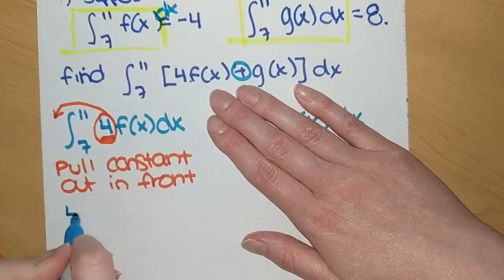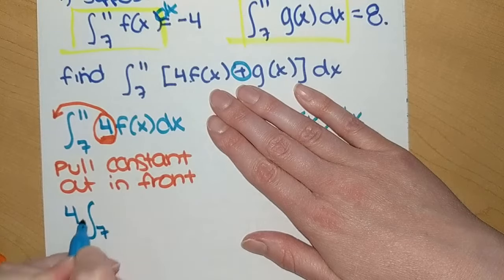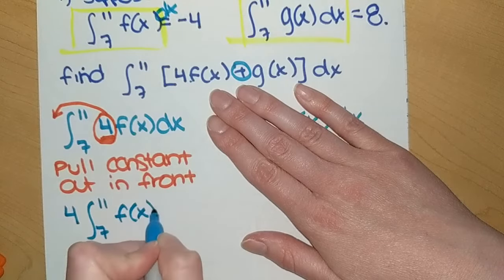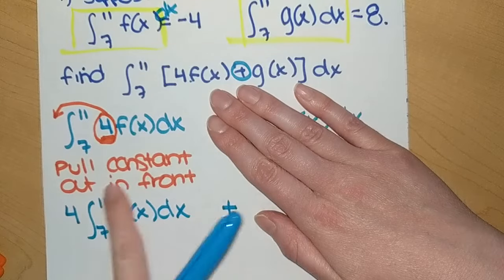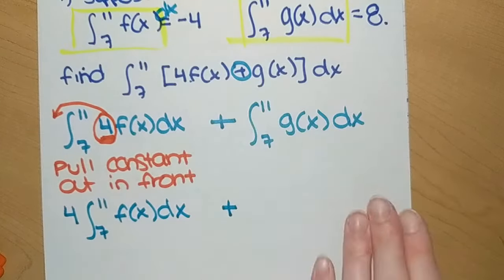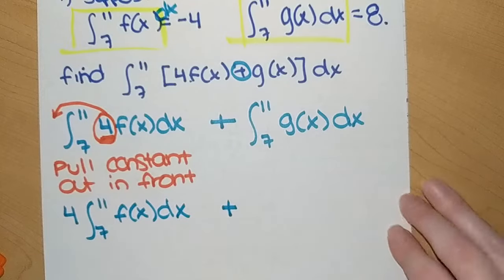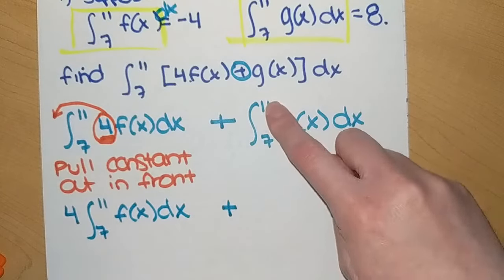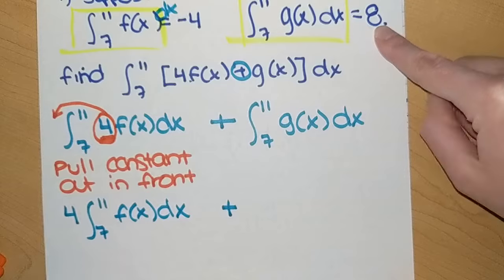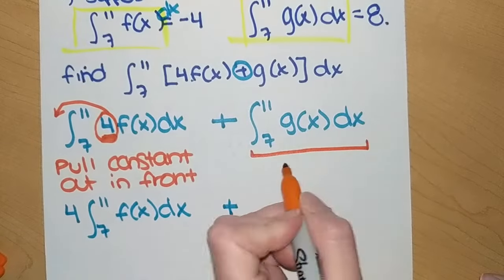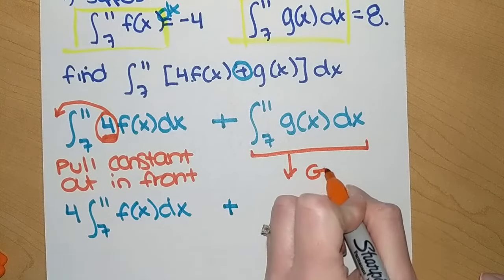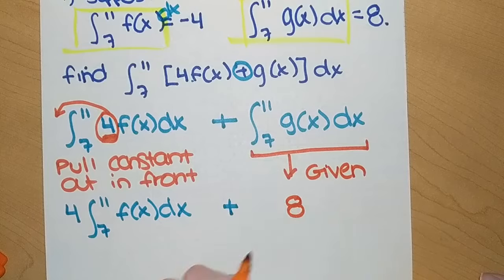So that's going to give us 4 times the integral from 7 to 11 of f(x) dx. Now that 4 is only in front of this integral sign, so it's not going to be distributed to the next integral. Now this integral from 7 to 11, we know that that is equal to 8. So you could just go ahead and plug that in immediately, or you could write this down again. This integral, by the given information, is equal to 8.